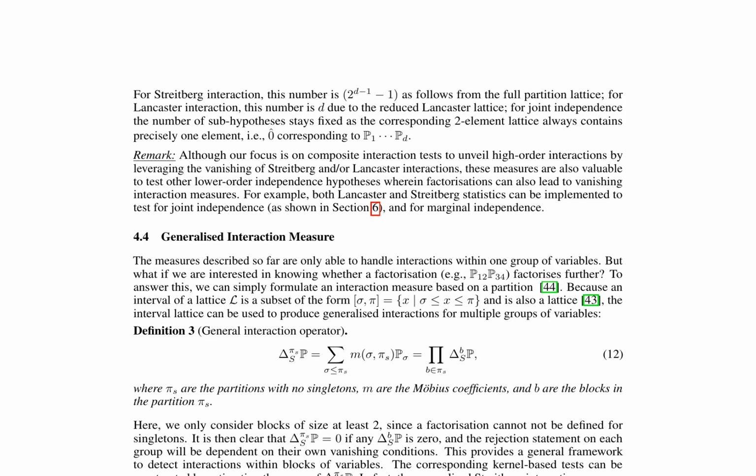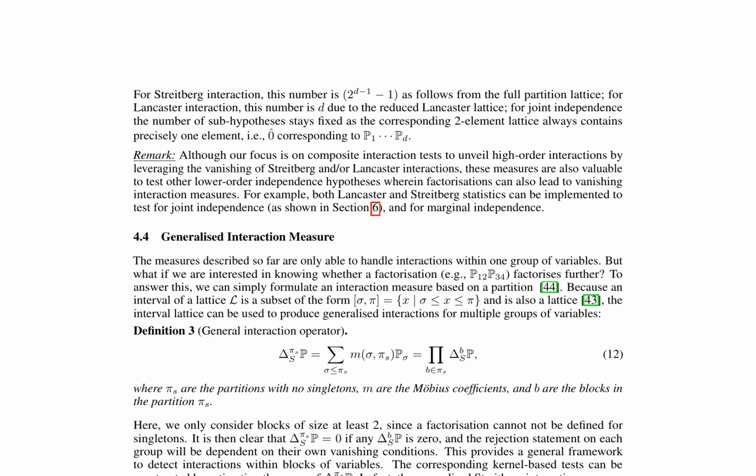The authors discuss the application of Streitberg and Lancaster interactions to test for joint independence and marginal independence, highlighting their value in testing lower-order independence hypotheses where factorizations can lead to vanishing interaction measures. They introduce a generalized interaction measure that can handle interactions within multiple groups of variables, achieved by formulating an interaction measure based on a partition lattice.